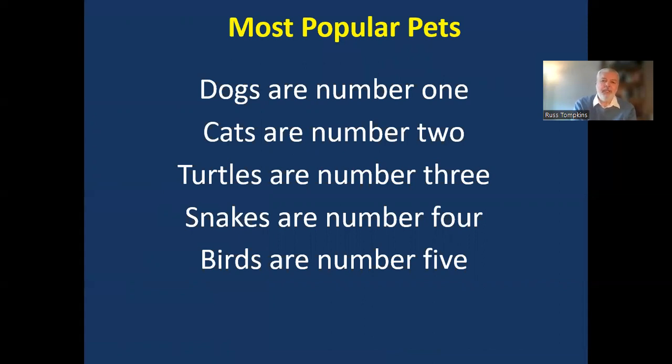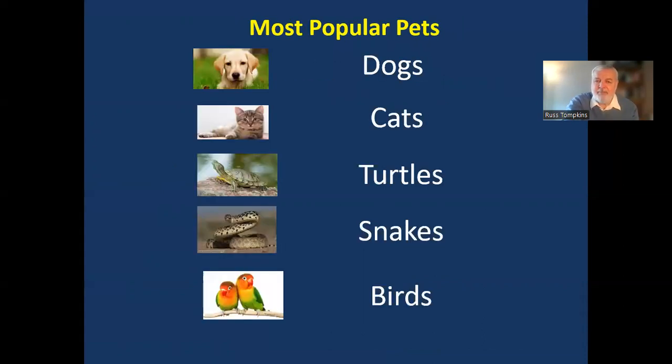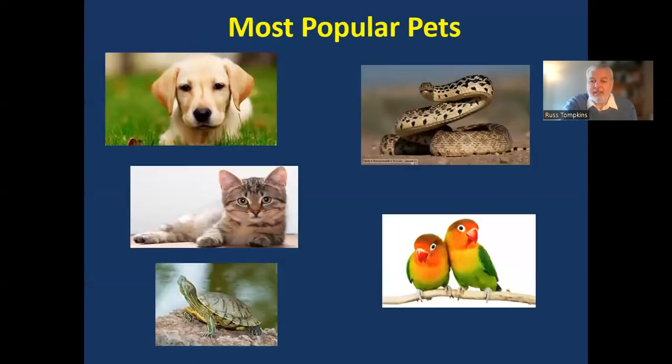Here's where I only use words. The most popular pets, and I just made all this up, but I wrote dogs are number one, cats are number two, and so on. Now, why should I have that? Wouldn't it be better to list them this way? Now, again, the problem, though, is that I have more than one idea. I've got 5 ideas, dogs, cats, turtles, snakes, and birds, all on this.